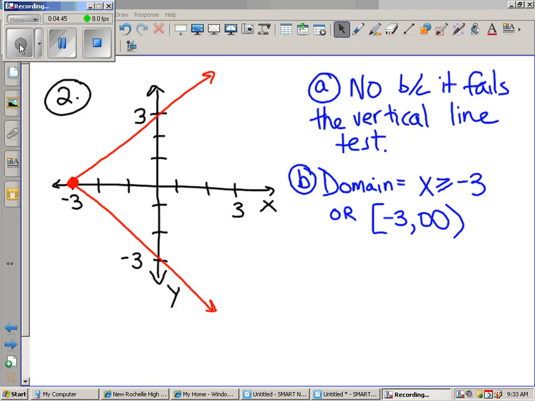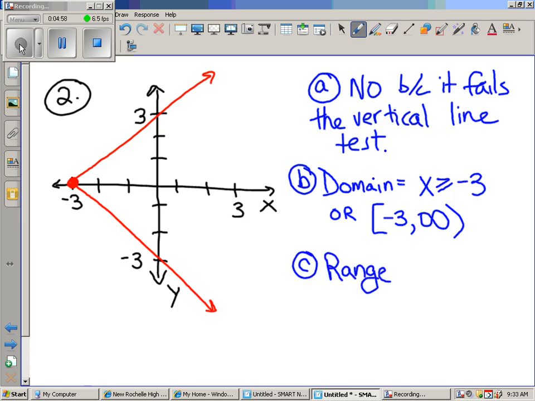Let's do it again. So we're finishing off this problem. Now we're up to part C. Part C, the range. All right. The range are the y values. What's the range of this graph?